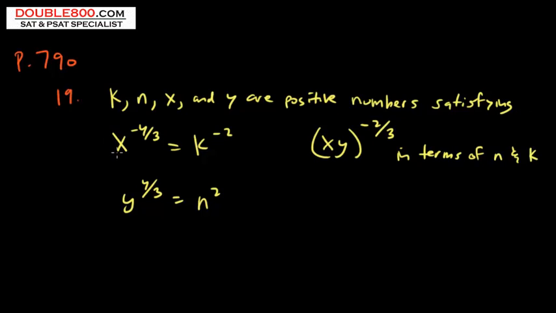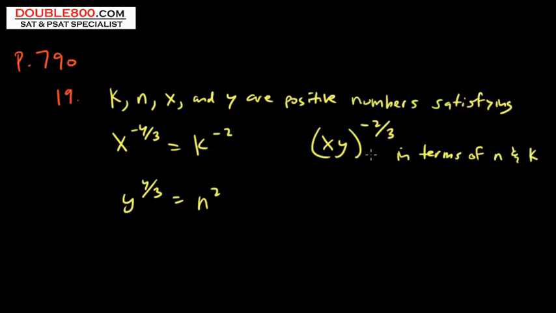The first one, x to the negative 4/3 equals k to the negative 2, and y to the 4/3 equals n squared. And now the question is asking, what is (x times y) to the negative 2/3 in terms of n and k? So this is sort of a complicated problem, but this is really an algebraic manipulation, and then it's a substitution. This is one of the more advanced versions of it.